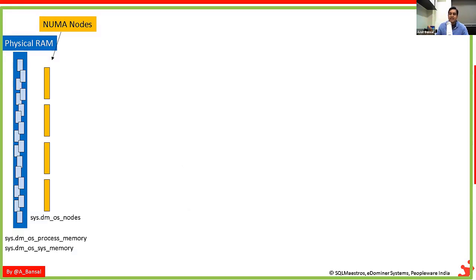So let's say in this example, in this illustration, there are 4 NUMA nodes there. You can track these nodes using sys.dm_os_nodes. So what happens is when SQL Server EXE, the database engine, boots up, it reads the hardware information and it reads that there are 4 NUMA nodes, and SQL OS, the mini operating system inside SQL Server engine, will create one NUMA node, a logical NUMA node per physical NUMA node that is there on the system. And you can track that using sys.dm_os_nodes.